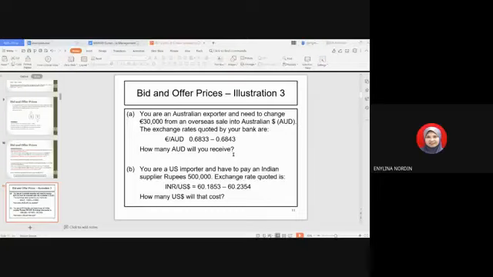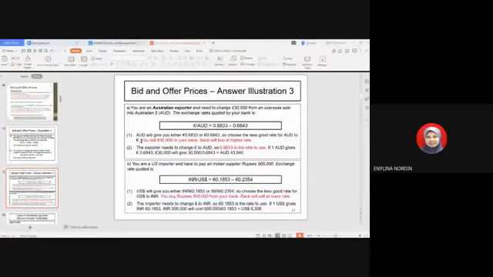Right? That means what? The Aussie company sell the euro, correct? That means here, the Aussie company sell the euro 30,000 to the bank, and the bank will buy the euro. So at what rate will the bank buy the euro? So that is the next step.